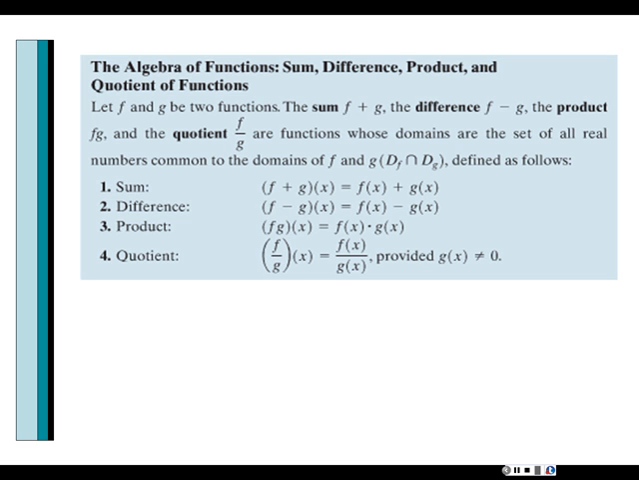Can we subtract? You see what I'm saying? So that kind of questions we are trying to answer here, that what kind of operations are possible between two functions. So here we have 4 lists. Now number 1, you can add 2 functions. Remember, when you are adding 2 functions, you will end up with another new function.